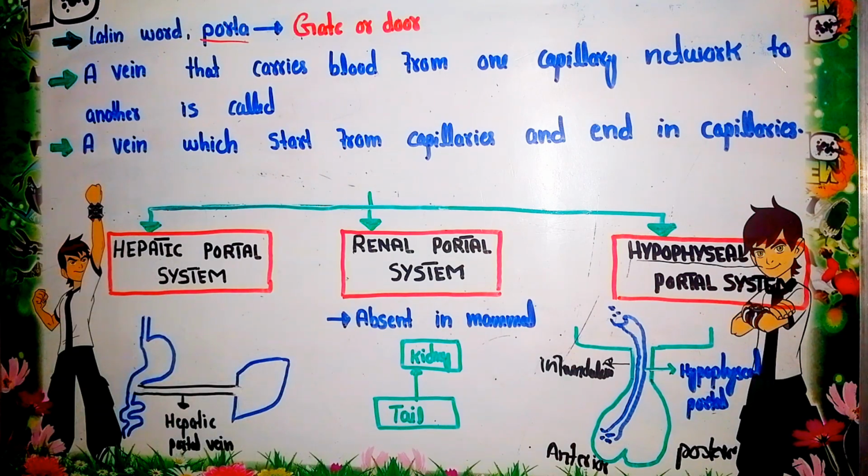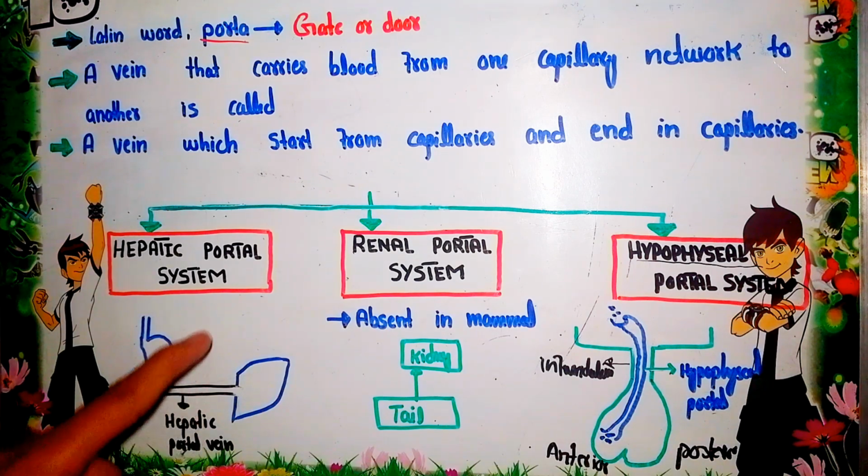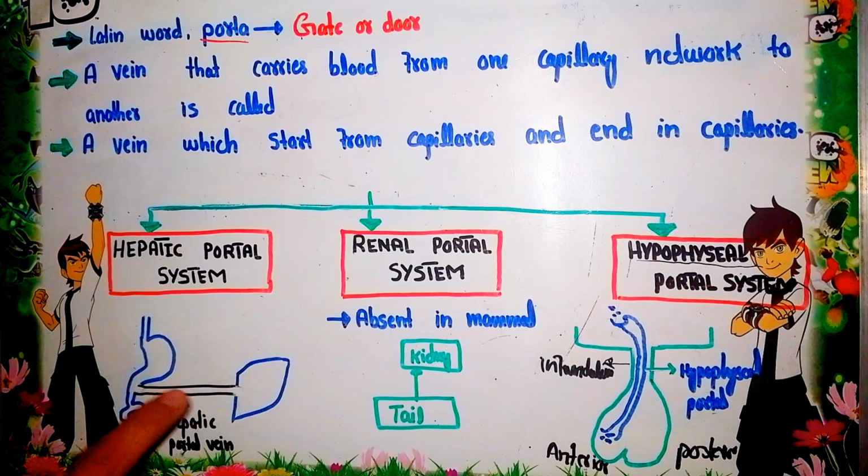Here's the liver. Now this type of vein, instead of going towards the heart, ends in another capillary bed. So this type of vein is called a portal vein, but here we name it the hepatic portal vein, because this vein ends in the liver, so that's why we use the term hepatic.